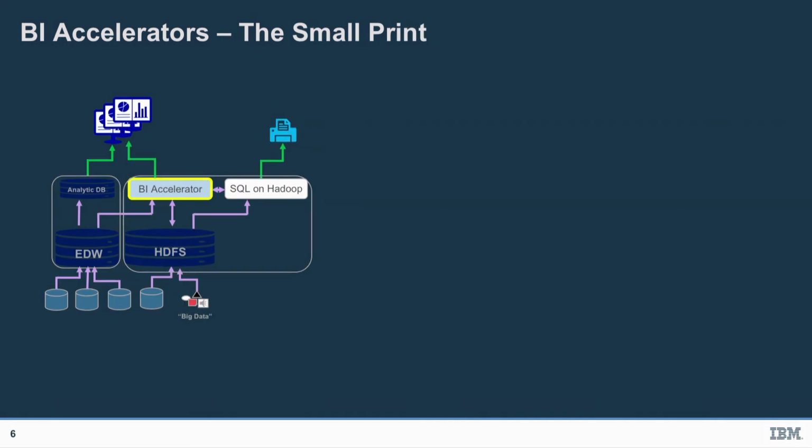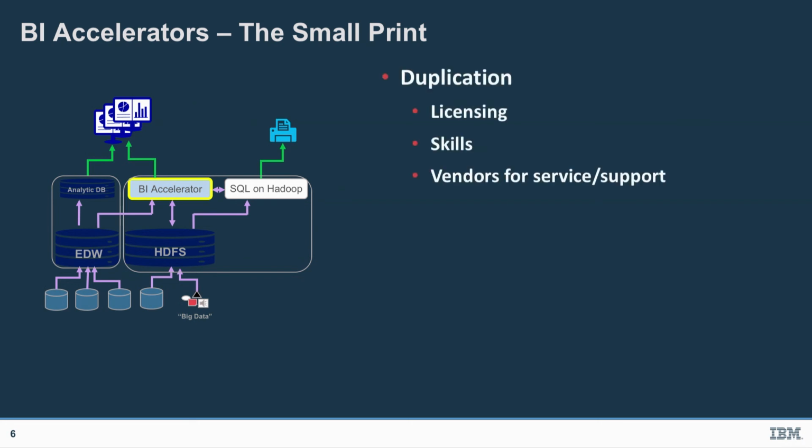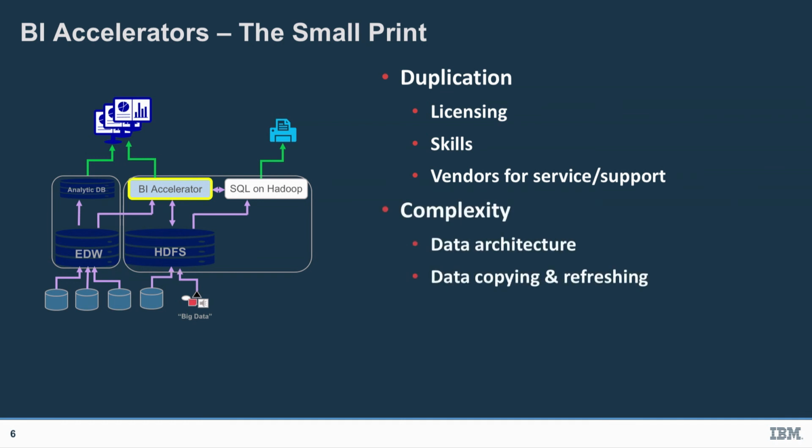Of course, not everything is rosy. So the BI accelerator solves the problem, but there are a few downsides as well. Obviously, there is duplication. You now have to license and maintain yet another engine in your data architecture. You need skills to keep the engine going, to tune it, to debug problems, and you have yet another vendor for service and support. Your data architecture gets a bit more complex.